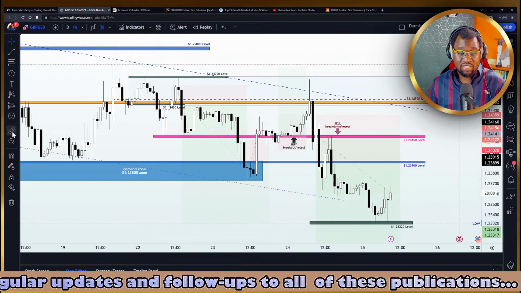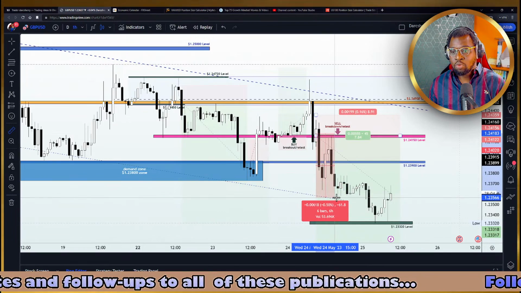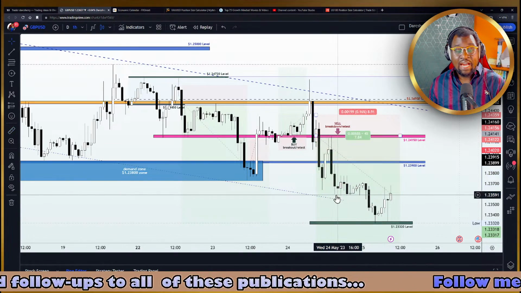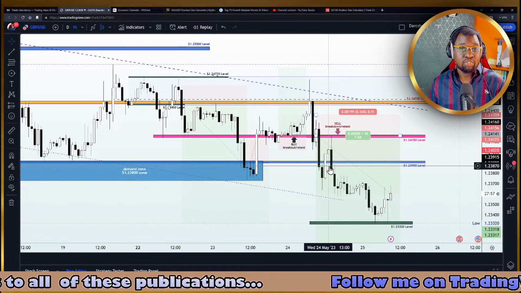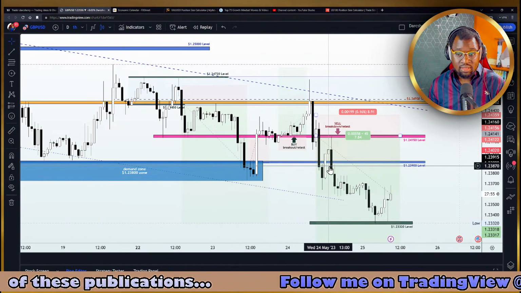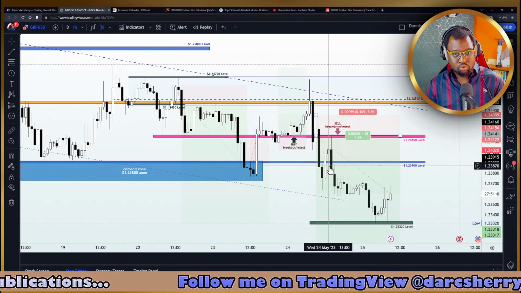So on the GBPUSD so far, if you only have one position running, you will currently be running with about 60 pips. And if you had two positions running after the breakdown of the 1.239, you have much more than that. So congrats to everyone who has been part of this profitable journey.